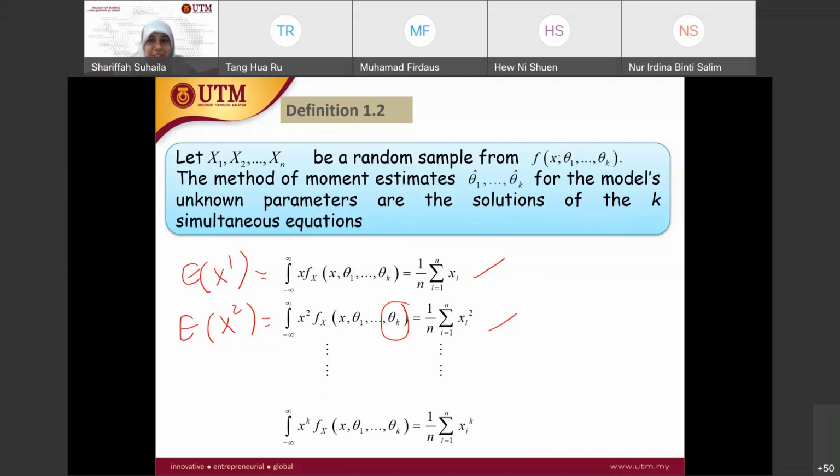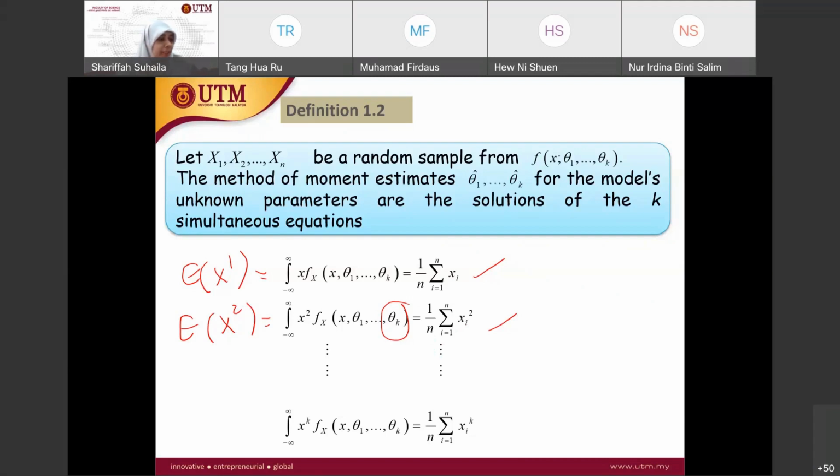Dia tak ada likelihood function. Tak ada produk f(xi; theta), tak ada L, tak ada ambil ln and so on. Cuma kita equatekan dengan kita punya expected value. So katakan expected value E(X to the power 1) equals 1 over n summation xi, E(X to the power 2) equals 1 over n summation xi square, katakan you have E(X to the power 3), so 1 over n summation xi cube. Okay, kita integrate, kita samakan, setkan, dan kita selesaikanlah dia punya parameter.